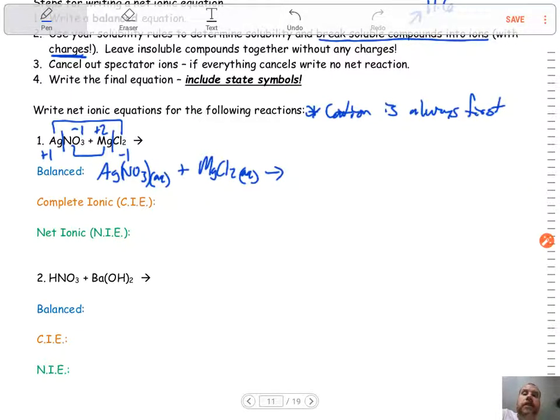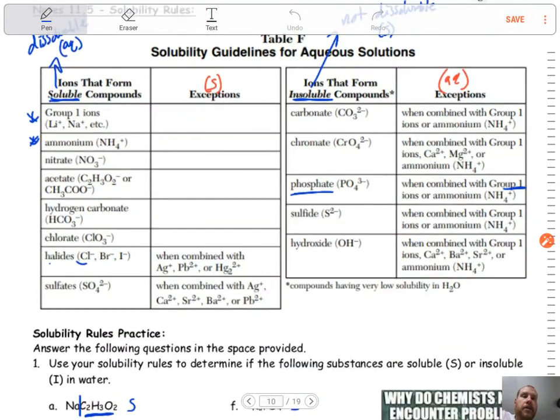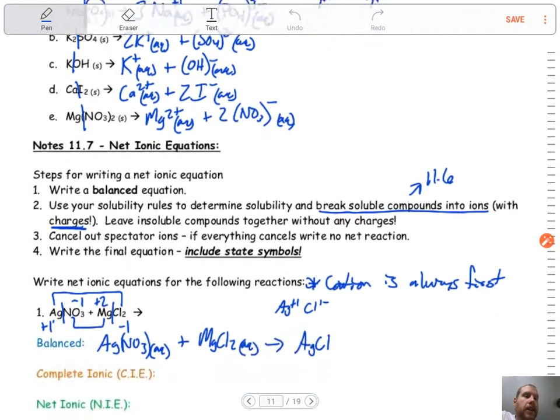Now I've got to predict my products. This is where you've got to do the crisscross method to get your subscripts. So when silver pairs up with chlorine, all right, Ag is a +1, chlorine's a -1. Okay, so that's going to be AgCl. So we're going to go back. Now that I have a new compound, I've got to check my solubility rules. This is what we're using every single time. So chlorine, right here again, it is soluble. Is silver an exception? Yes, it is. So that means this is going to be solid.